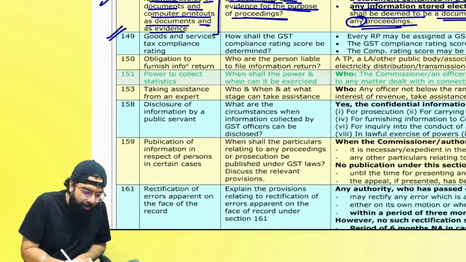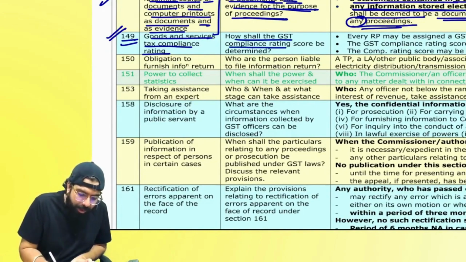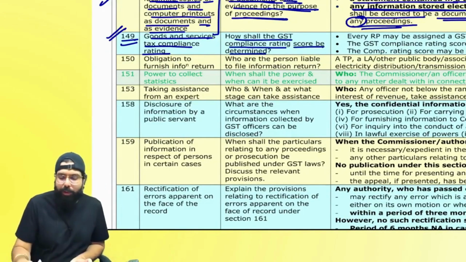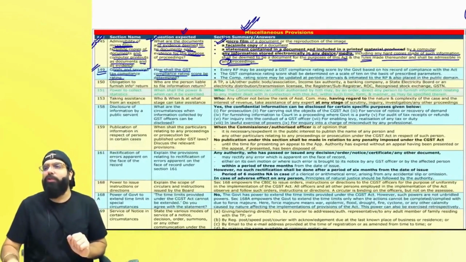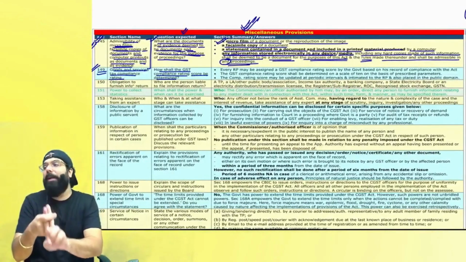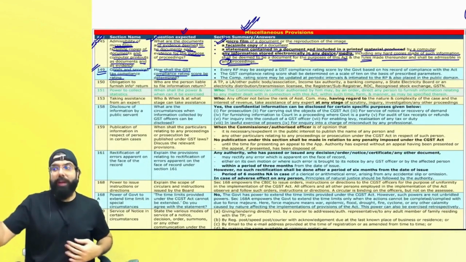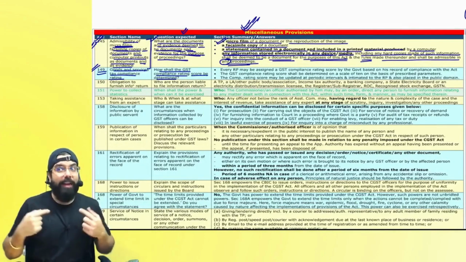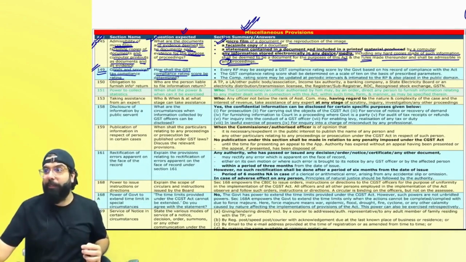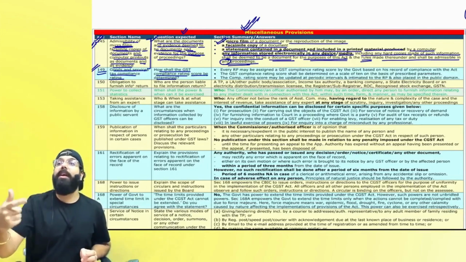Then is section number 149. Section number 149, goods and service tax compliance rating. How shall the goods and service tax compliance rating be determined? Everyone over here, now every person who is filing GST returns on time and doing GST payments on time will be given a GST compliance rating. So if you are a supplier given a 5-star rating, then people will want to buy from a 5-star supplier. So they are telling that GST will introduce the method of GST compliance rating.